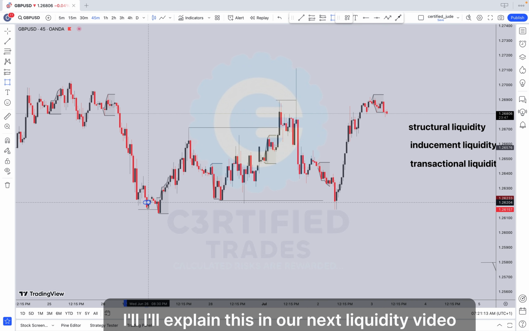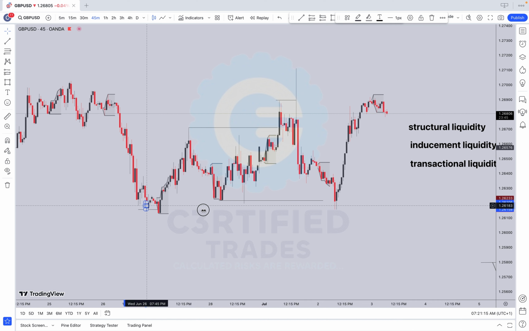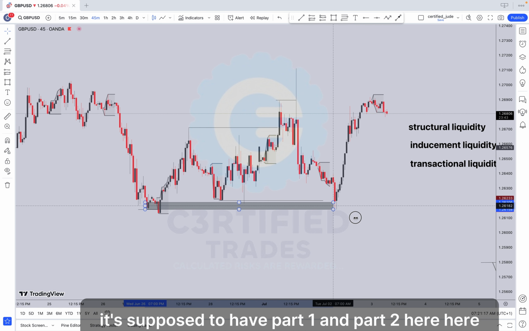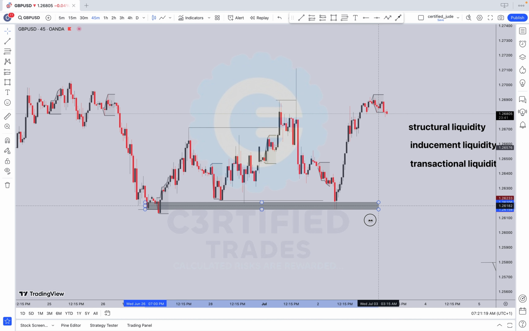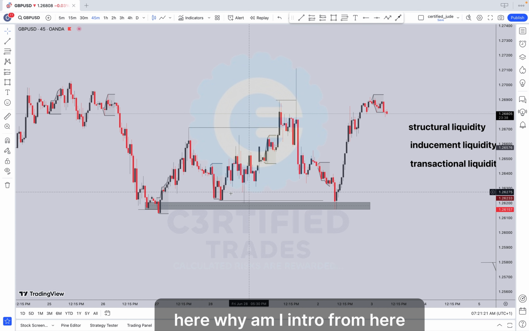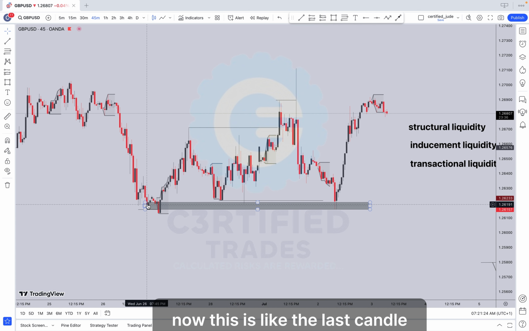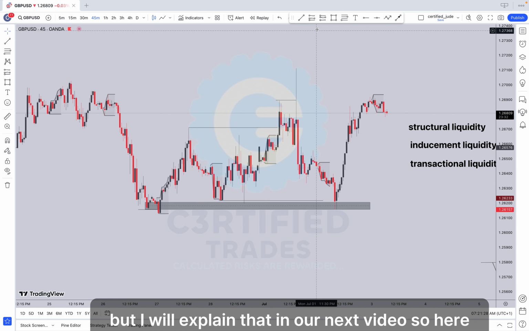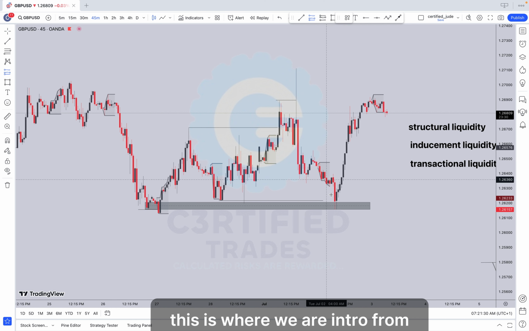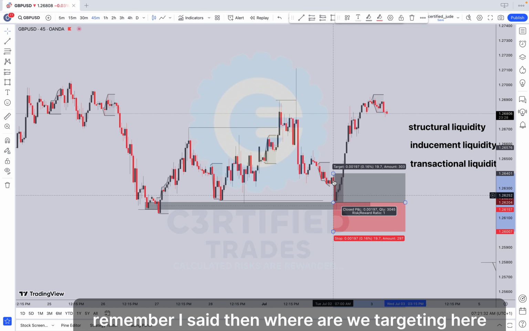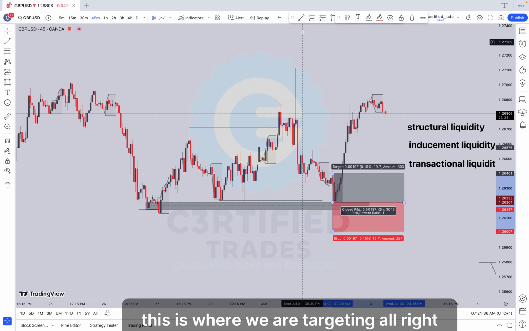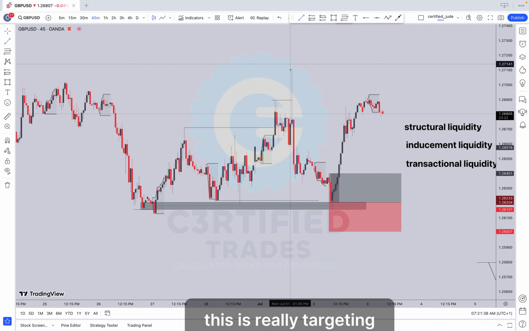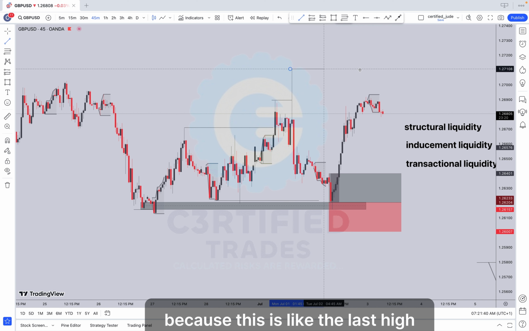I'll explain this in our next liquidity video. It's supposed to have part 1 and part 2. Why am I entering from here? Now this is like the last candle before the upward movement. But I'll explain that in our next video. So here, this is where we are entering from. Remember I said, where are we targeting? Here, this is where we are targeting, because this is like the last high.